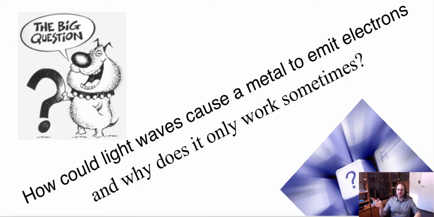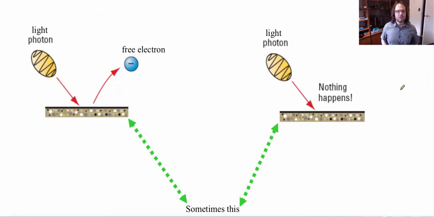Because essentially that's what's happening. The wave was going all the way from one side of the experiment to the other part and caused a shock, an electron to be released. And why does it only work sometimes? These were key questions that Einstein would look at and try to solve. So let's look at it this way for this question.